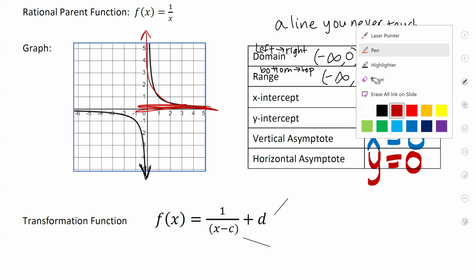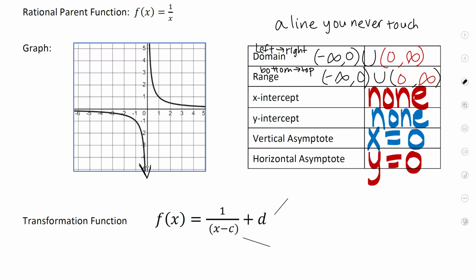Okay, now we're going to talk about transformations. And this part is a review. What do you think this plus D will do? Yes, it will go up if it's a positive, or it will go down if it's a minus a number. The C value, that's horizontal movement, okay? So if it's going to the right, that means you have a minus sign. And if it's going to the left, you'll have a plus sign. Okay, that part is review here.